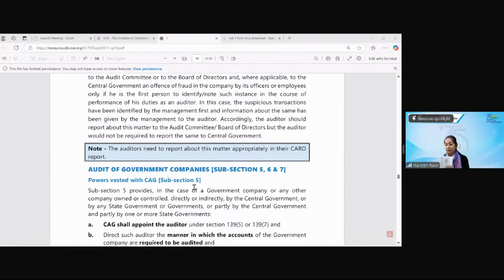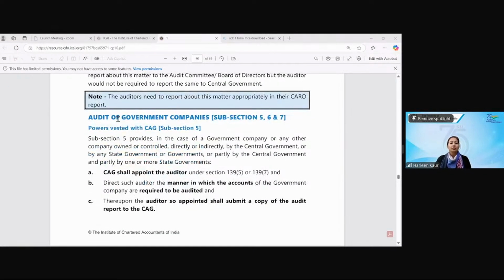How many days were given to C&AG and then how many days were given to the shareholders? Remember all that procedure of 60 days, 30 days, and then a further 30 days given to the shareholders. Total 150 days. Absolutely correct. So once the government auditor has been appointed, what powers have been given to them in the audit of government companies?